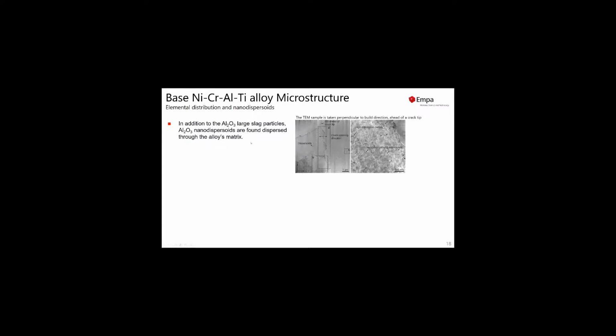What we found interesting is that in addition to these large aluminum oxide slag particles, we found alumina nanodispersoids throughout the alloy matrix, which you see here. So even in the base material, we have kind of an ODS alloy, not intentionally, but it seems to react with oxygen, or they just seem to be there. We do have some sulfur as a contamination in our alloy, and we see scavenging of this sulfur by titanium, forming small titanium sulfide nanodispersoids, and they are co-precipitating with our alumina particles, as we can see in these element maps here on the right-hand side.